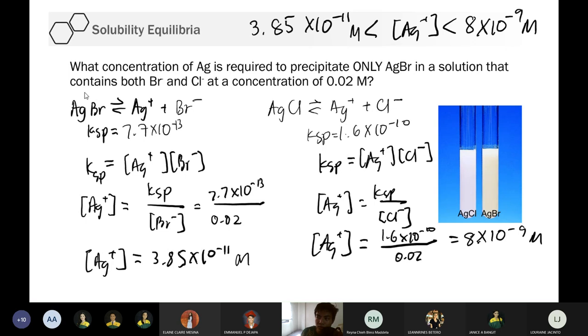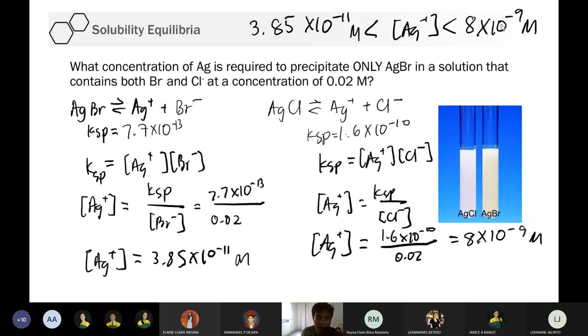Okay. So kung gusto mo ito lang mabuo, it should be less than this, but greater than this. Okay. Greater than this so that Q will be greater than K. Okay. So ibig sabihin, magiging precipitate na yung AgBr. But less than this concentration. Kasi if we reach this, ito yung threshold for AgCl.